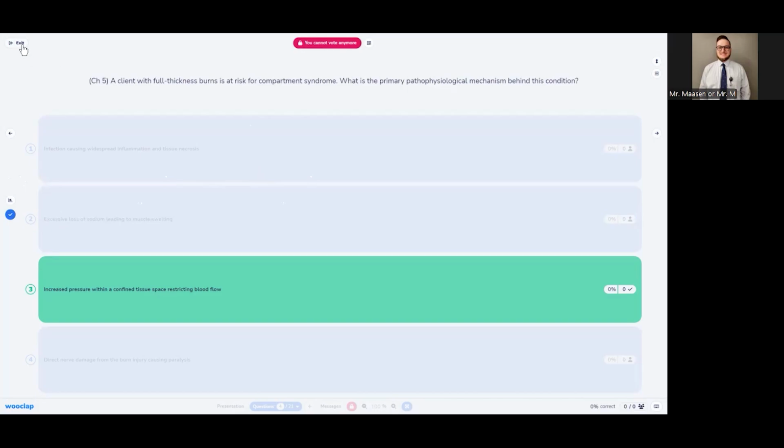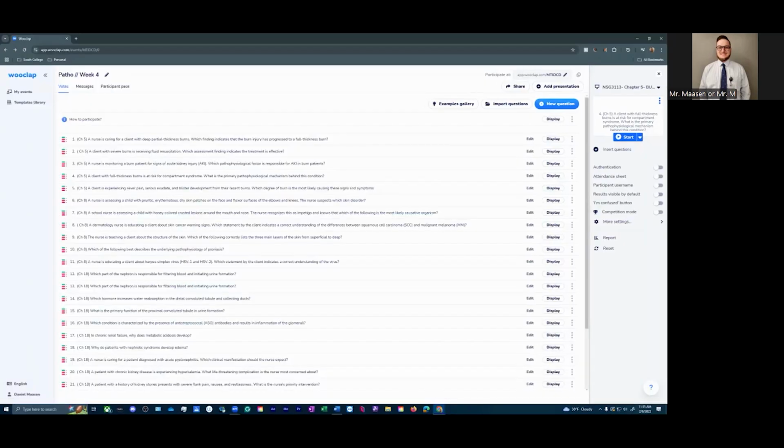So again, to highlight the burns section, really just think about some of the big complications with burns, and then know first, second, third degree and their differences. That's your take home point from burns. All right, so we're going to move on to skin disorders, chapter 8.